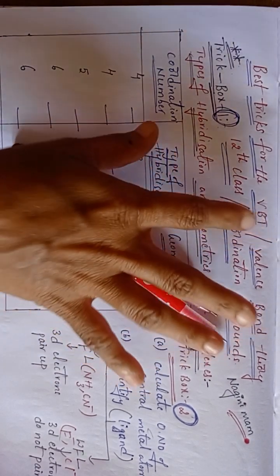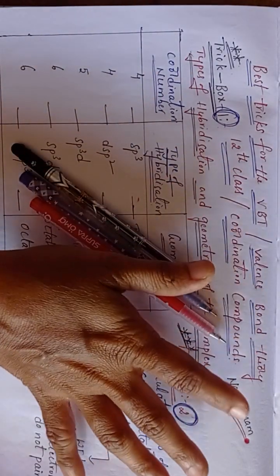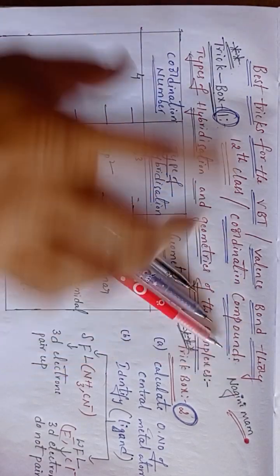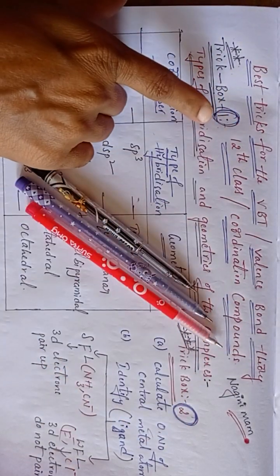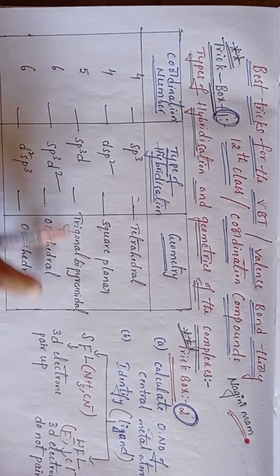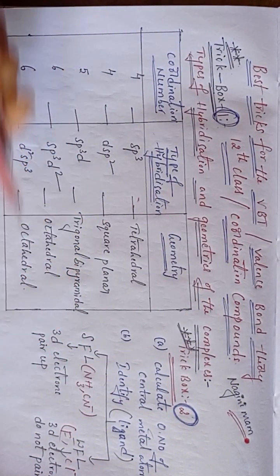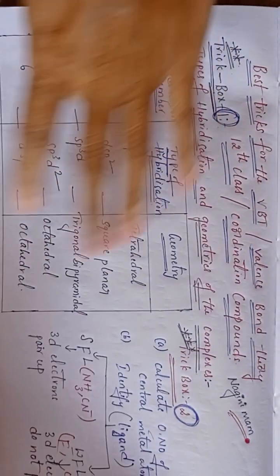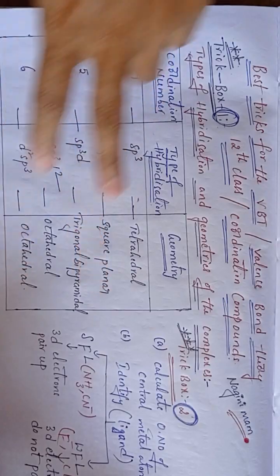In today's session, I am going to discuss VBT, valence bond theory. It is a topic from the 12th class coordination compounds lesson. Here I am giving the two best tricks, trick box 1 and trick box 2. I wrote these two beforehand to save time. First I'm going to discuss the complex, and simultaneously I will discuss these trick boxes.